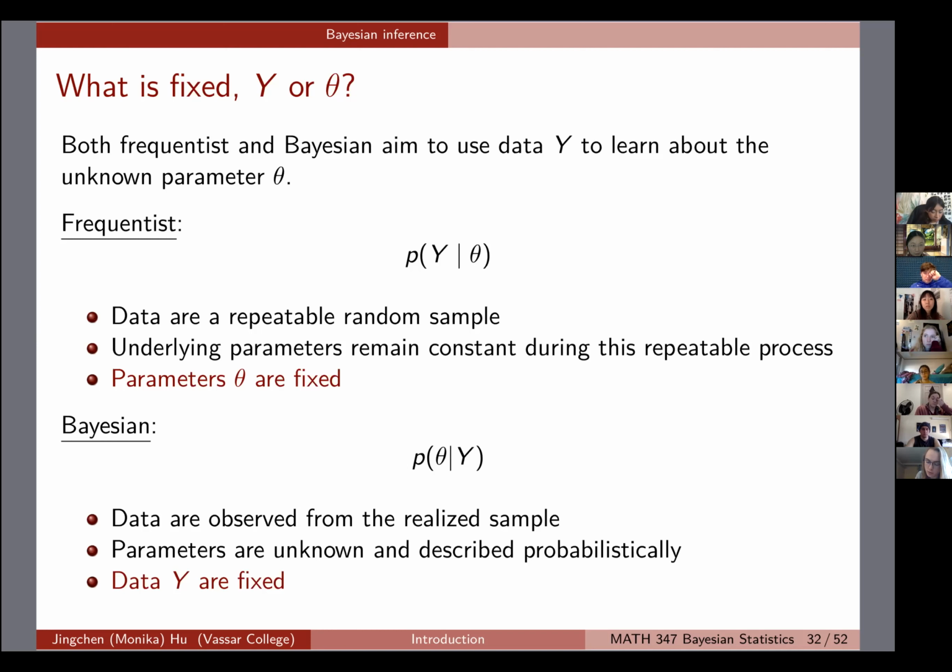So again, this is a big picture thing. We'll see more examples coming up, and you'll see what we mean by thinking about parameters as random and giving distributions, giving probability to them.